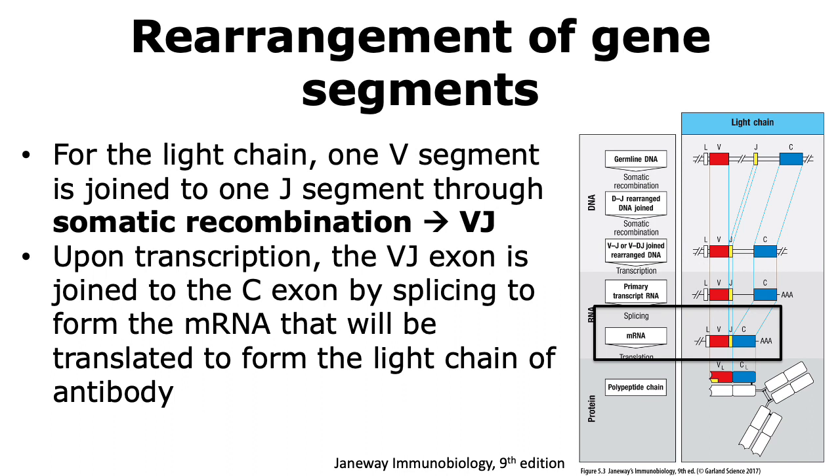exon. Thus, we see the VJ exon being joined to the C exon in the messenger RNA, and that transcript is the one that will get translated to form the polypeptide chain, which will form the light chain of the immunoglobulin.